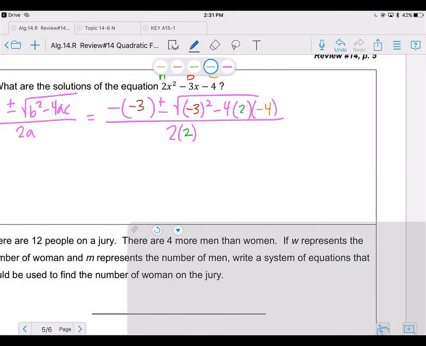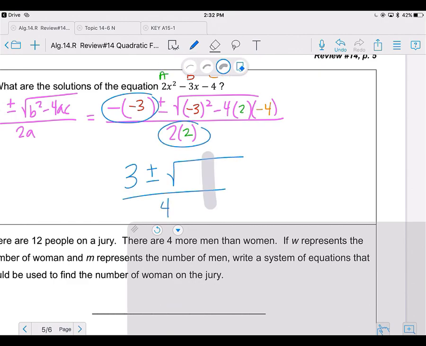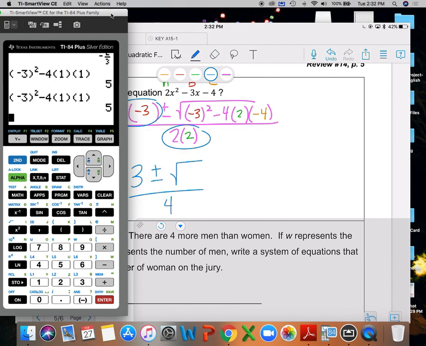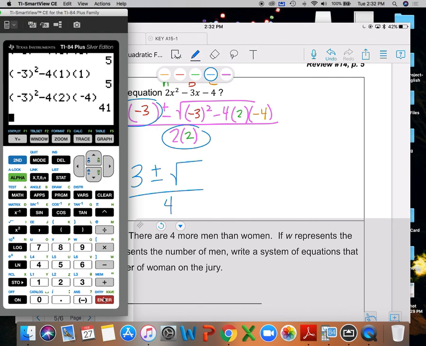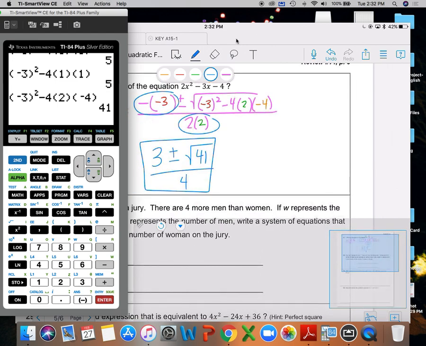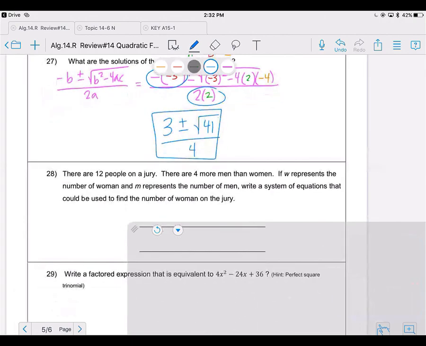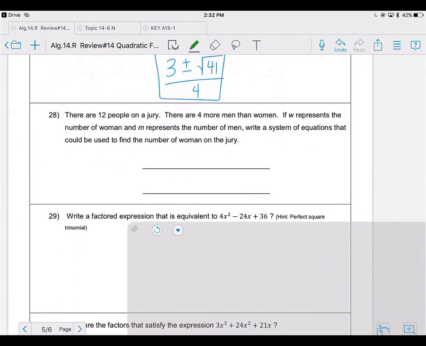So we simplify in the front. -3 is a +3. On the bottom, 2 times 2 is 4. And then under the square root, we put in the calculator exactly like we see it. We see -3 squared minus 4 times 2 times -4, which is 41. Remember that you do not put the square root into the calculator. You simply figure out what goes under the square root and leave that.